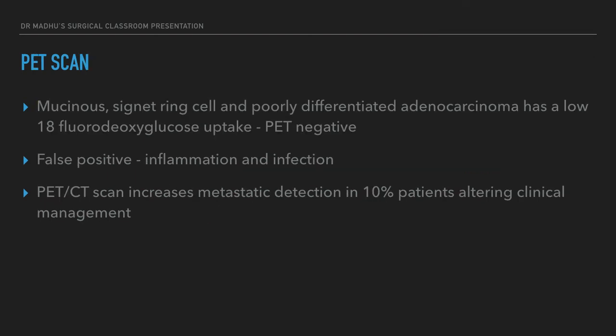Coming to the role of PET scan in patients with carcinoma stomach. In general, in any given patient with carcinoma stomach, the role of PET scan is minimal because the mucinous, signet ring cell, and poorly differentiated varieties of carcinoma stomach have a very low fluorodeoxyglucose uptake, and hence they are generally PET negative. Further, false positive PET is also common when there is inflammation in the form of gastritis and infection. However, studies have shown that performing a PET CT scan in a patient with carcinoma stomach increases the metastatic detection rate in up to 10% of patients, resulting in subsequent change in clinical management.